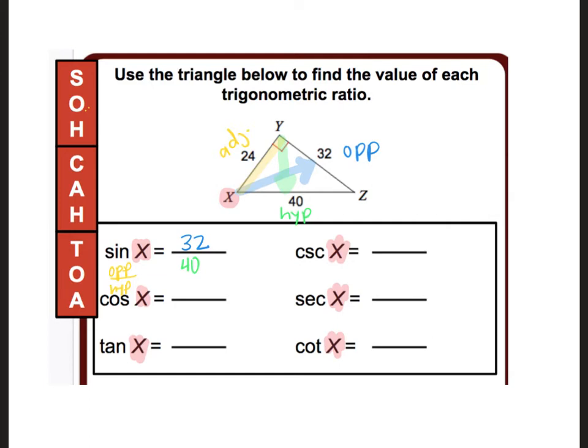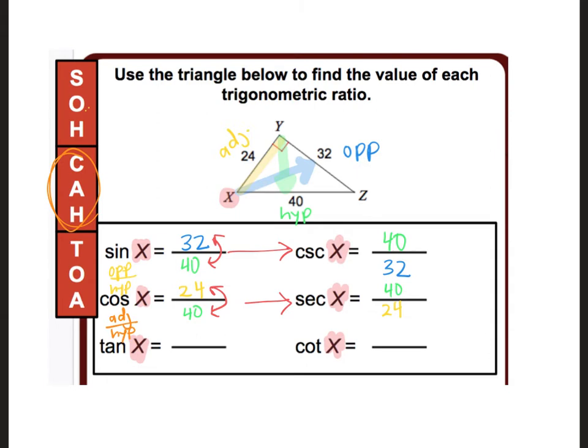But remember, if I know my sine ratio, then I also know my cosecant. And all I need to do is flip my fraction to find cosecant. So cosecant is going to be 40 over 32. All right, then cosine. Your cosine ratio, remember CAH. The A stands for adjacent, and the H stands for hypotenuse. So we have adjacent over hypotenuse. My adjacent side is 24. My hypotenuse is 40. Again, we can flip those to find secant because they go together. So secant would be 40 over 24.